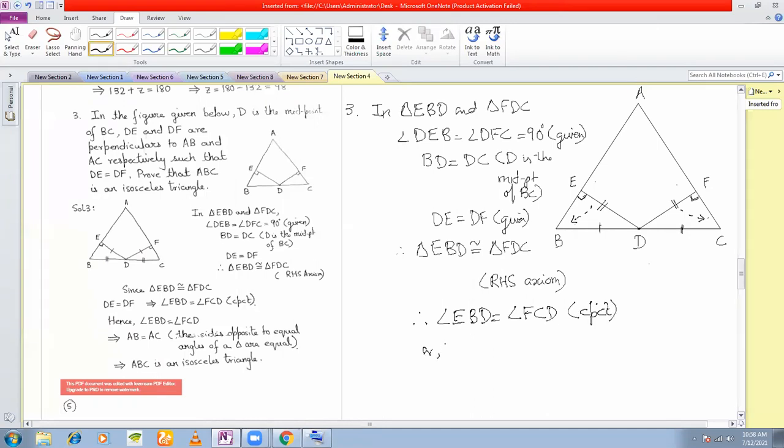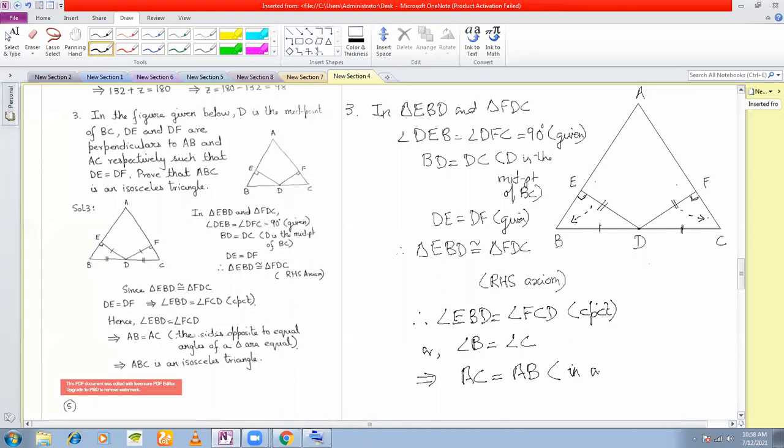Now what is angle EBD of the bigger triangle? If you see, angle EBD is nothing but angle B. And what is angle FCD? It is nothing but angle C. That means, what can you say now? Opposite to angle B is the side AC, and opposite to angle C is the side AB. They are equal. Why? Give your reasons.